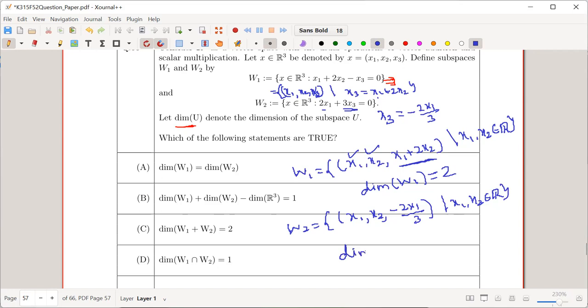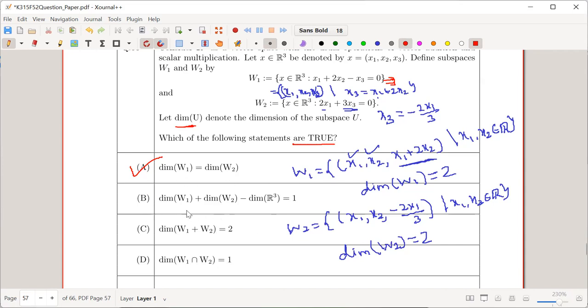Therefore, the dimension of W2 is also 2. Okay. So now, look at the first option. Dimension of W1 and dimension of W2 are equal because both are 2. But the question is, which of the following are 2? So more than one option can be right. So the first one is always right.